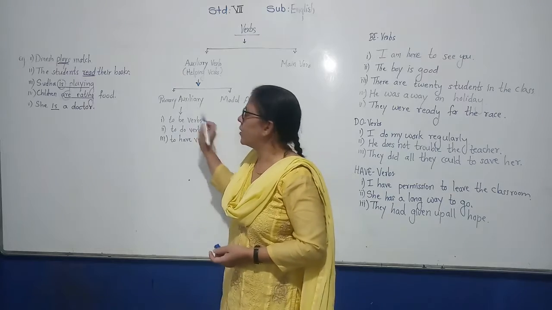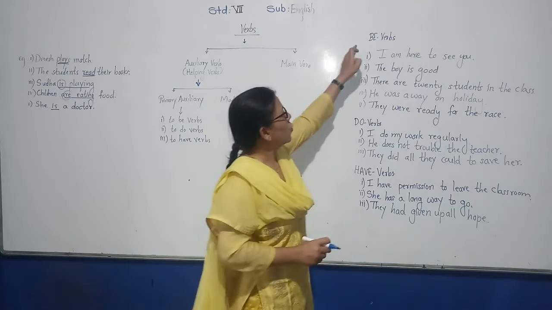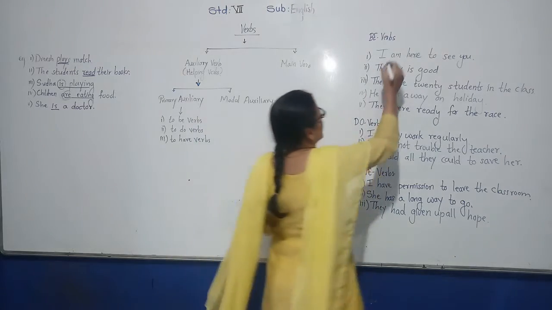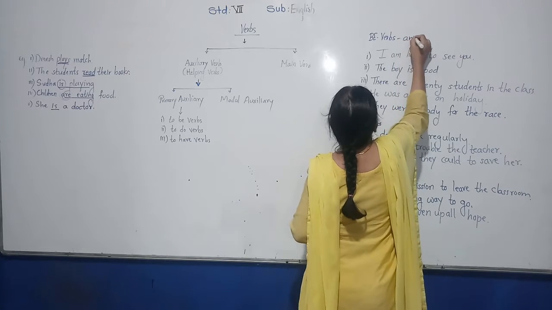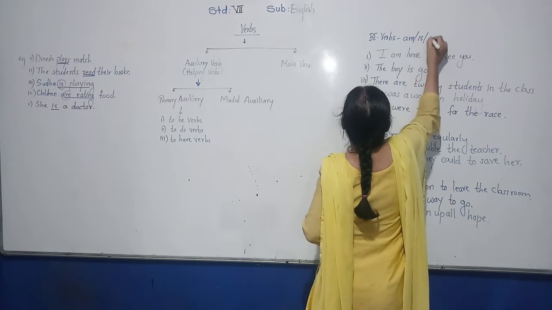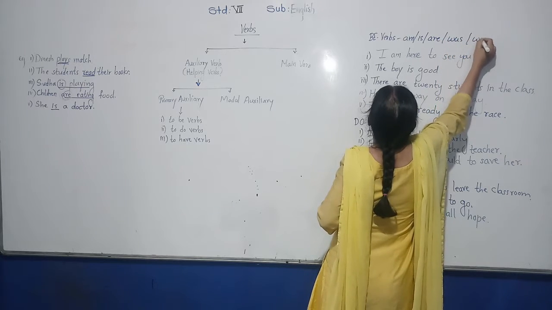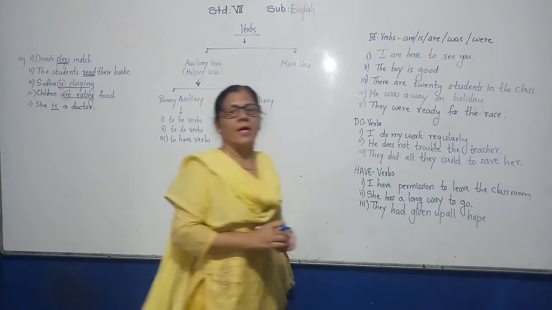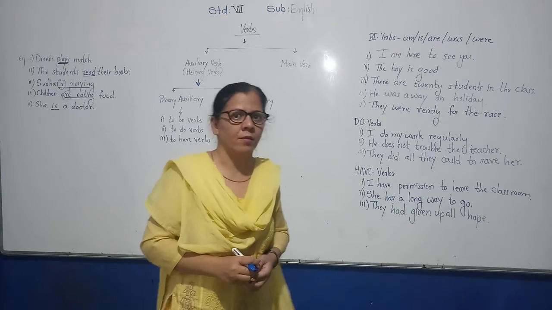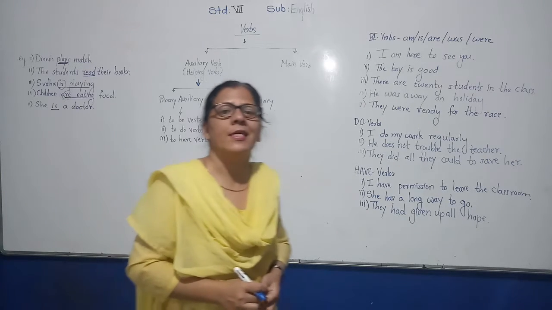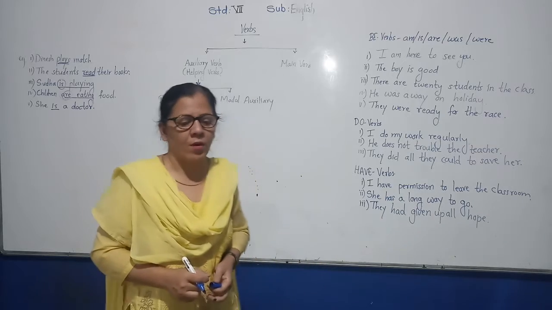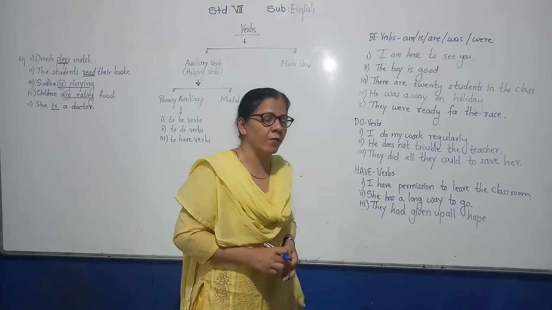Now first is to be verbs. So which are the be verbs? Be verbs are am, is, are, was and were. These are the be verbs. It shows us the state of being. Okay, so these are called be verbs.